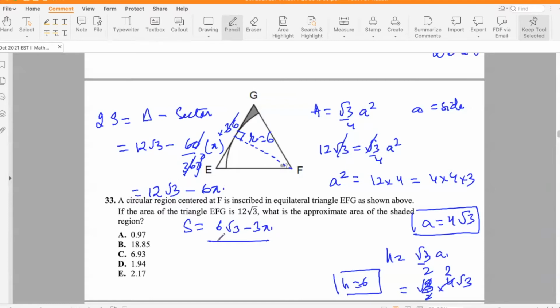So let's plug that in. So that comes to 0.97. So option A.